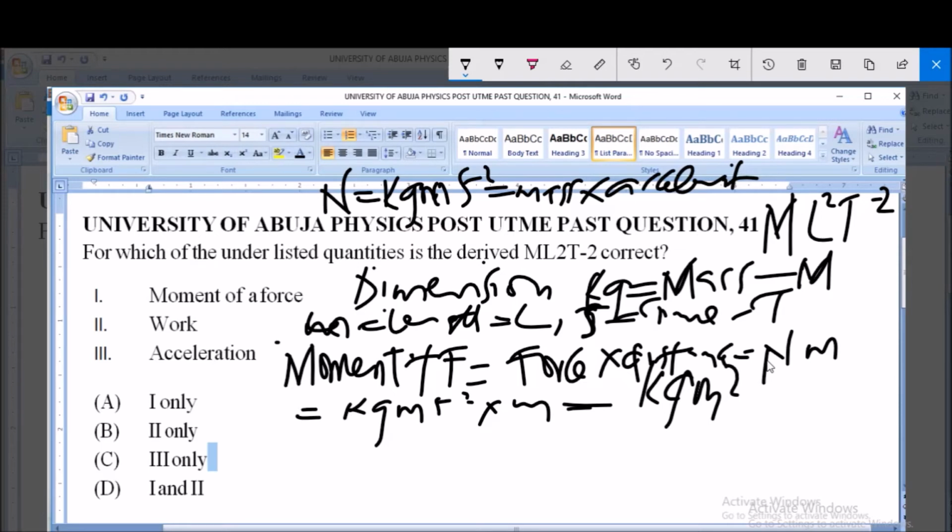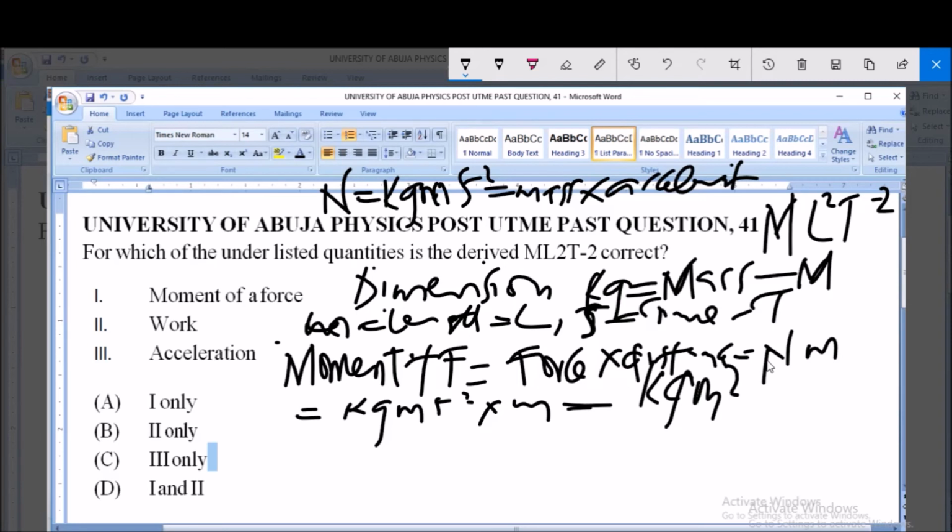Now let's check for work. For work, the formula for finding work is force times distance. If you were following, you notice that we did force times distance for moment of a force and force times distance for work done. It means the work done and moment of a force will have the same unit because their formulas are the same, force times distance. When you solve, you have ML²T⁻², which is the same as this. So we can actually tick work too.